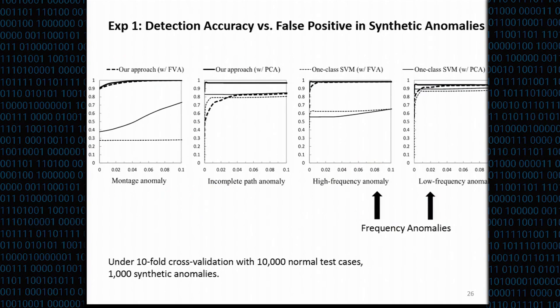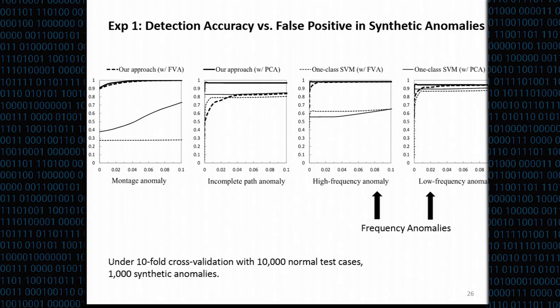Okay, some of the results. To understand how accurate or how sensitive the system is, we generate different types of anomalies. For example, montage anomaly, which is the concatenation of normal pieces of the program behavior into an anomalous one. We have an incomplete path anomaly and frequency anomalies, where the high frequency anomaly is something similar to a denial of service attack, and the low frequency anomaly is something similar to an attack where the attacker tries to get into the system without authentication or without proper procedures. So those are the things that we detect better.